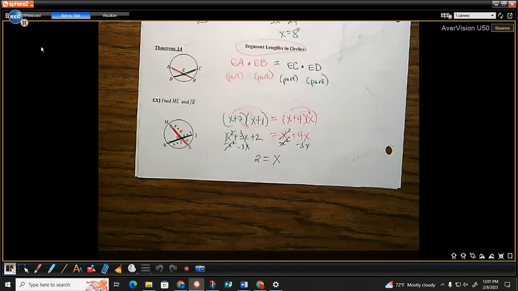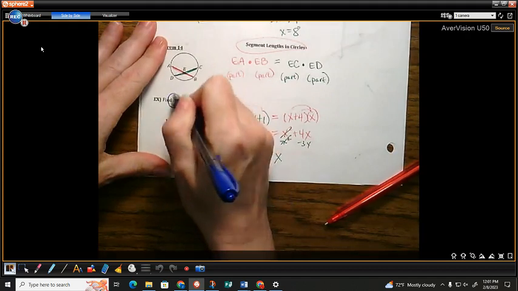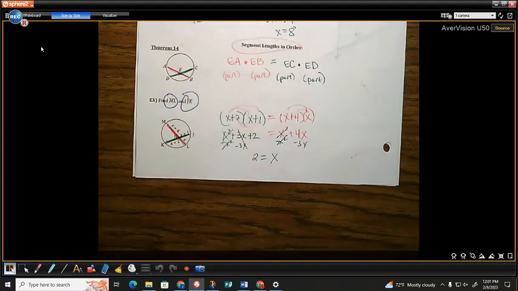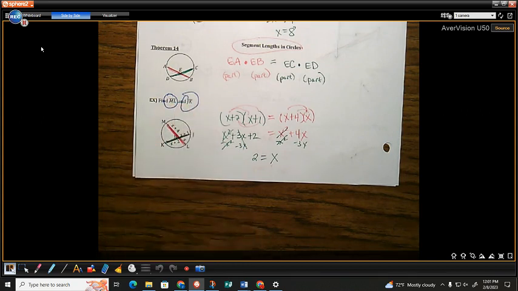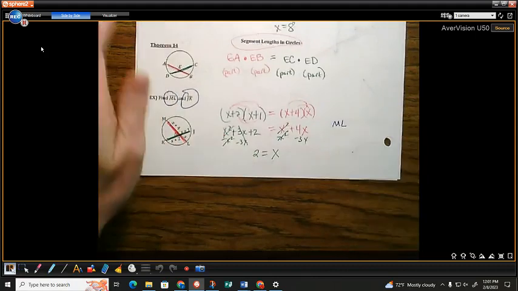And this would not get you points. This would get you 1 point out of 5. You've got to find ML. Because it specifically says, actually, now, this is a typo. If I'm asking for lengths, should I have segment bars on top? No. I should just be asking for ML.